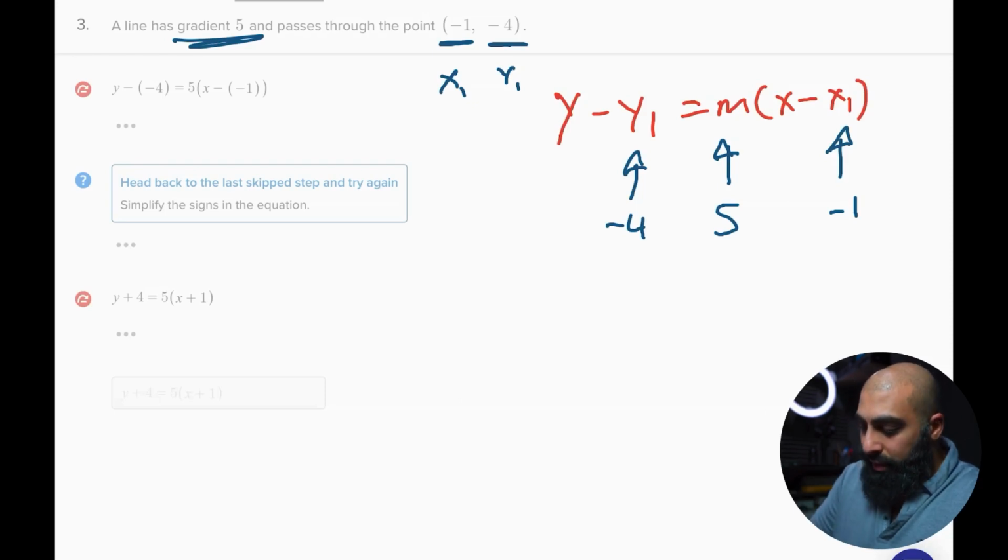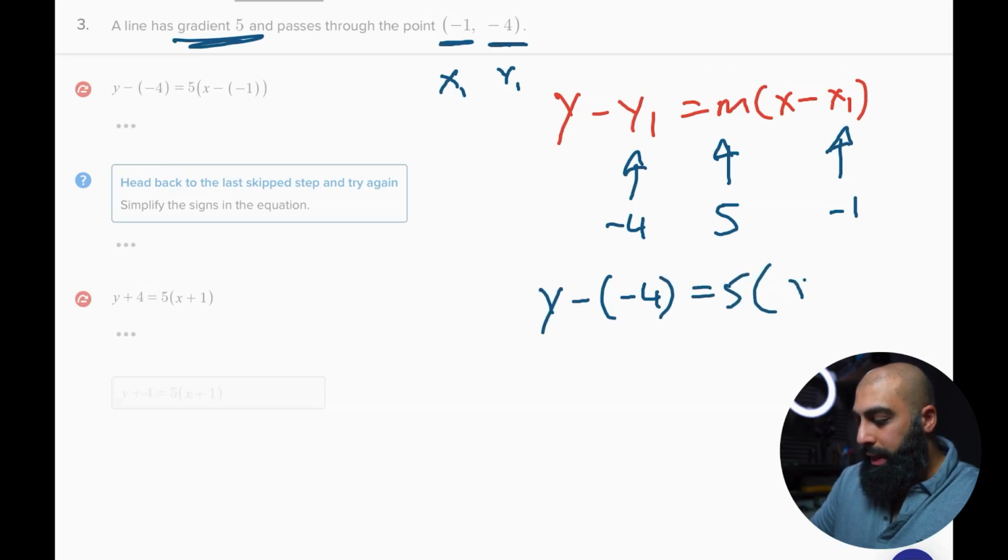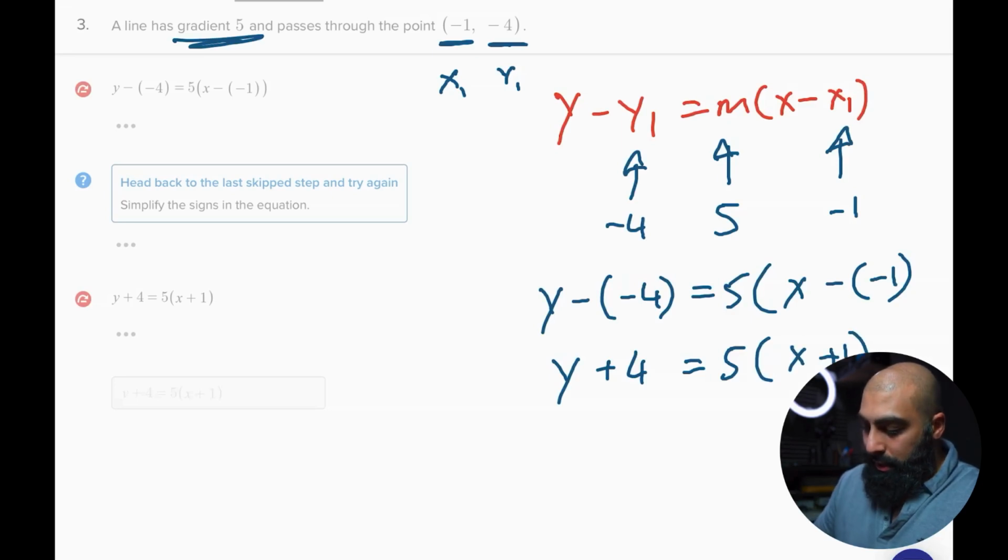So we have y minus negative 4, so 5 bracket x minus negative 1. Okay, so y minus minus 4 is y plus 4, and then 5 bracket x plus 1. Okay, let's see what we get then. Let's expand this out. So that's 5x plus 5 is equal to y plus 4.